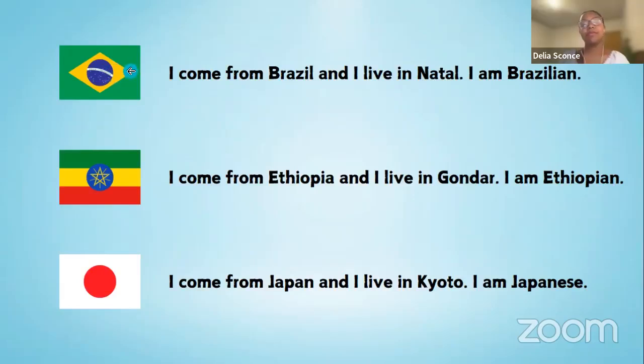The blue represents the sky of Rio de Janeiro on the day of independence. So those stars here, every star represents one of our states. And this white represents peace, and it is written order and progress. Okay, that's very good. Thank you for that.